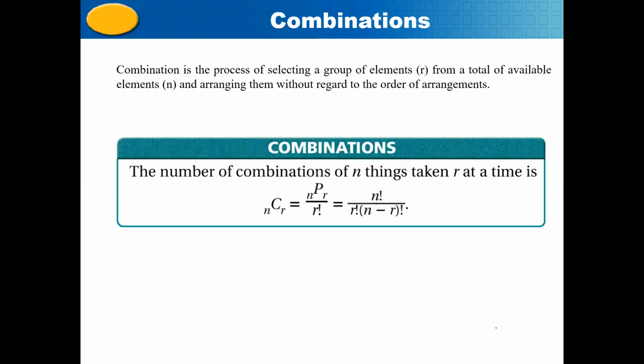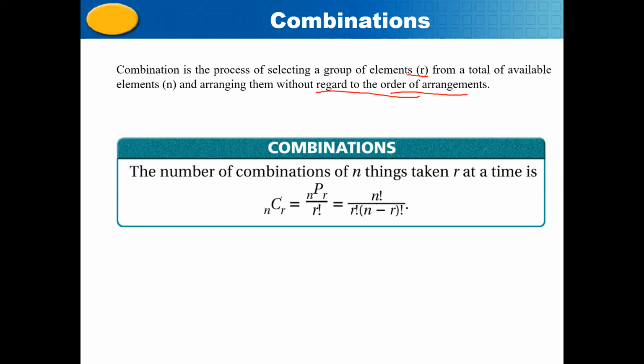Now next point is the combinations. So combination is the process of selecting a group of elements r from a total of available elements n and arranging them without regard to order of arrangements. Remember, here in combination order is not required, but in permutation order was required.